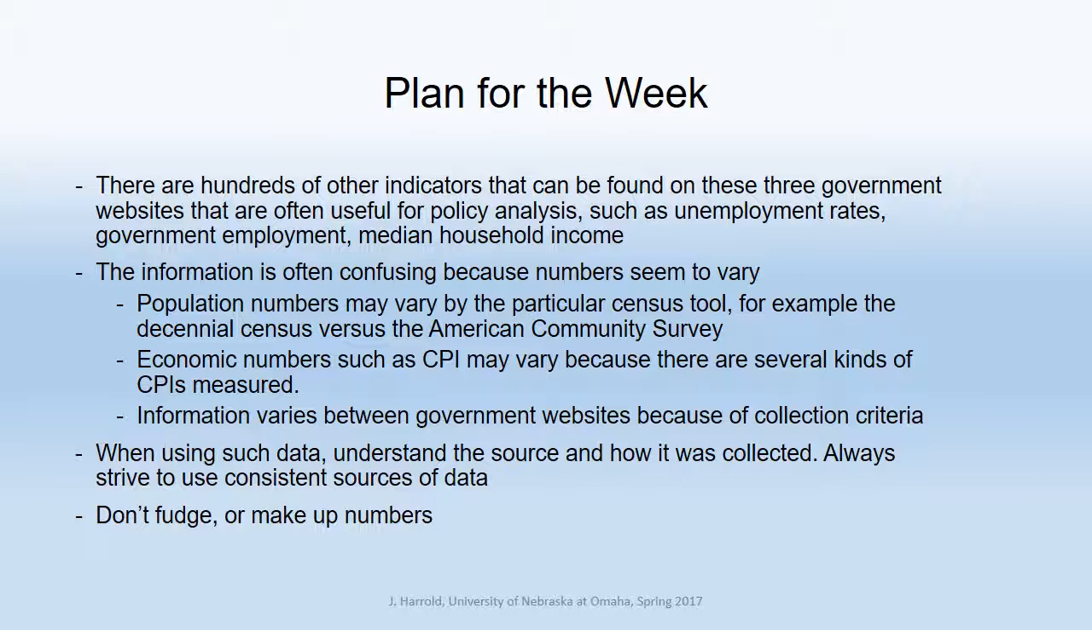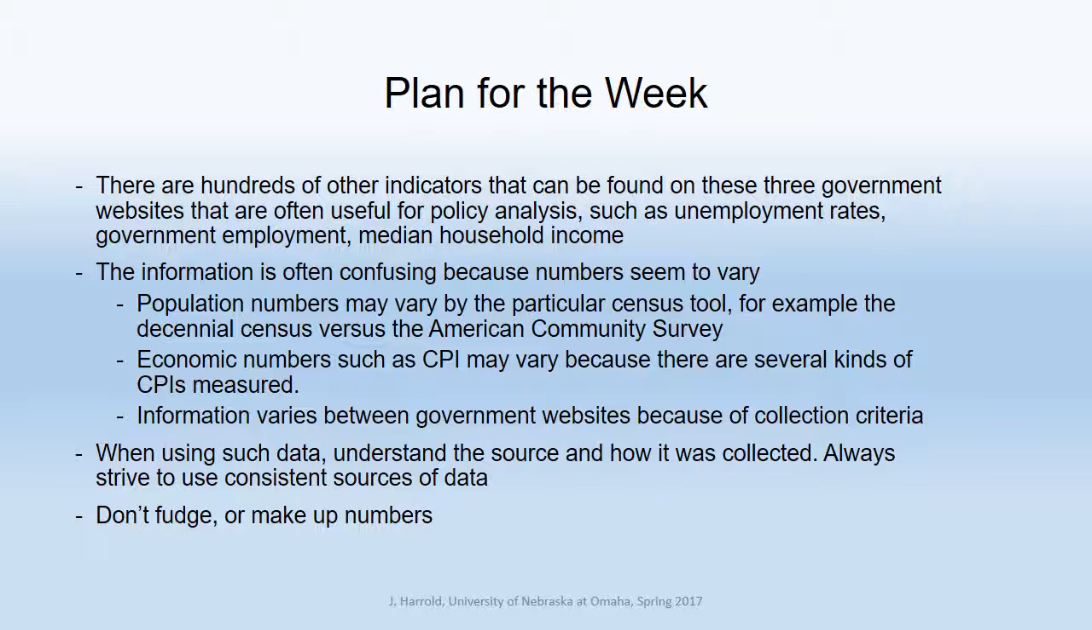One is looking at the census, for example, you will see population numbers that vary internally on the census site. For example, the 2010 census population numbers will be different than the American Community Survey numbers that the census also is in charge of. And this has to do with the way these numbers are derived. Economic numbers such as CPI might vary because there's different kinds of CPIs. Information varies between government websites because of collection criteria.